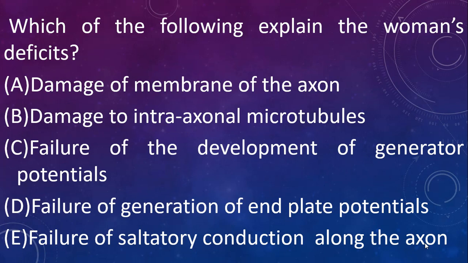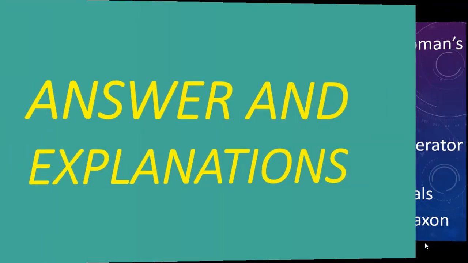A. Damage of the membrane of axon. B. Damage to intra-axonal microtubules. C. Failure of the development of generator potentials. D. Failure of generation of end-plate potentials. E. Failure of saltatory conduction along the axon.